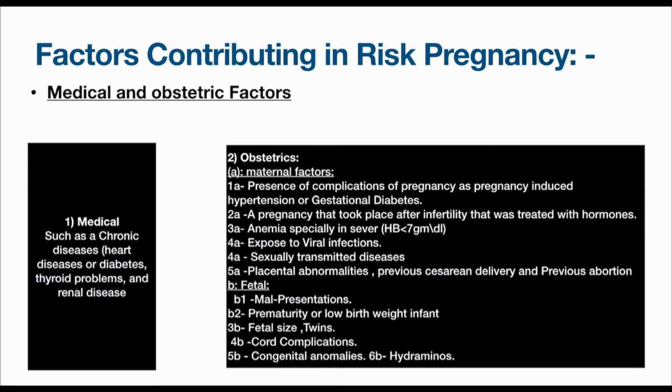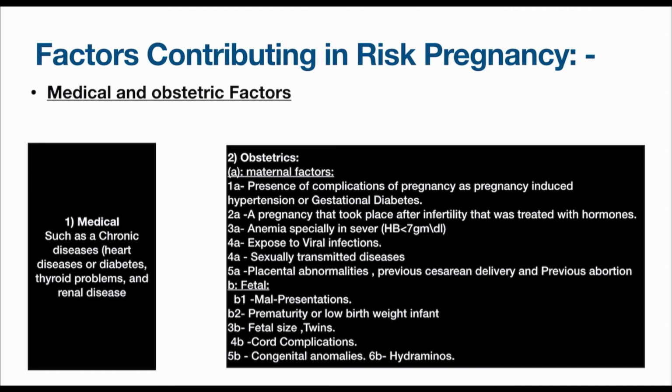Okay, we come to the medical and obstetric factors. Medical factors, as is obvious, such as chronic diseases, heart diseases or diabetes, thyroid problems, or any renal diseases. Obstetric factors: we have two parts in this, the maternal part and the fetal part. The maternal factor would be the presence of complications of pregnancy such as pregnancy-induced hypertension, which is one of the other conditions that happen during pregnancy and is included in high-risk pregnancy.